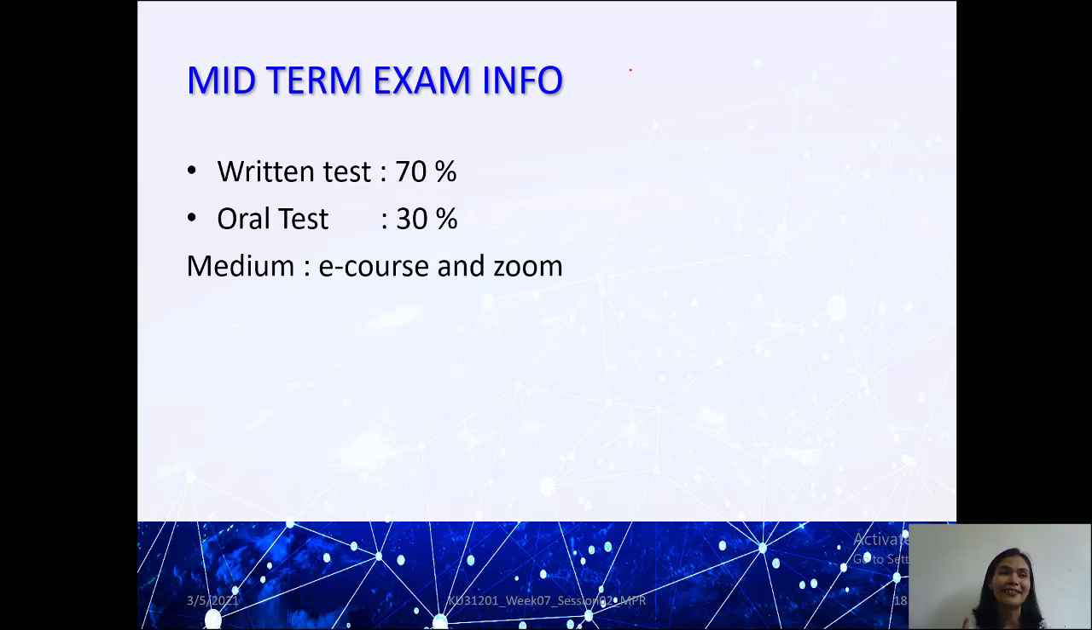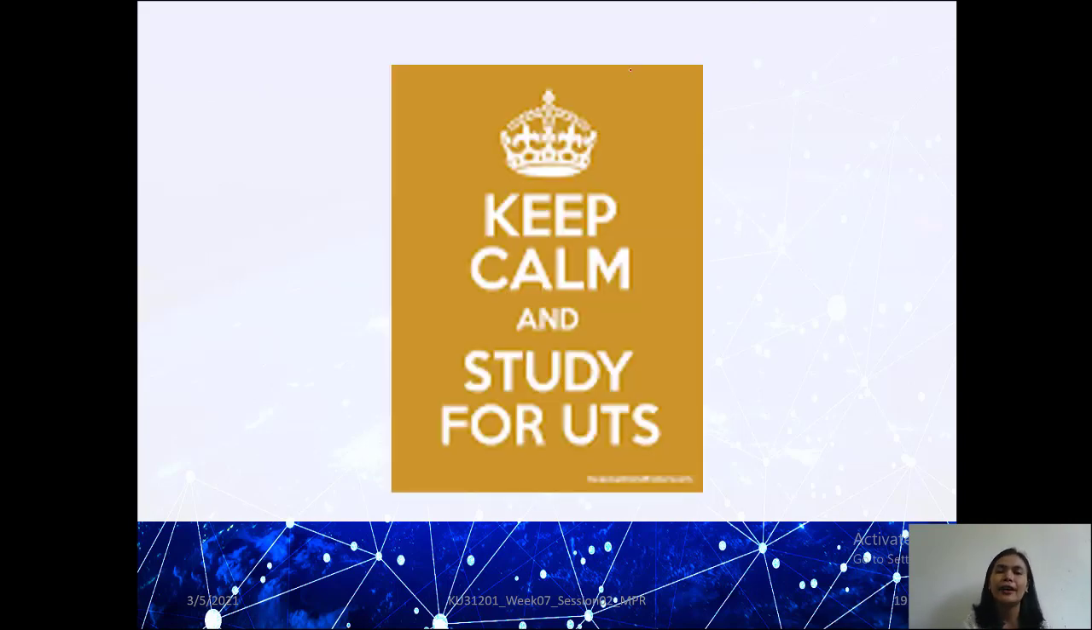Last but not least, I really ask the students not to do plagiarism or cheating, because I never tolerate students who are cheating during the test. Okay, and I have mentioned this over and over again in our classroom, so keep it in mind. If you don't know, just do your best, but never cheat, because it's actually a violation, and it is a crime to education. Okay. And finally, I would say keep calm and study for UTS.